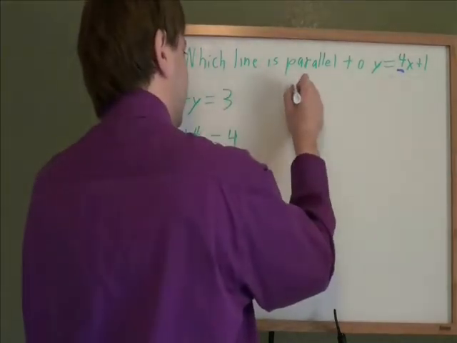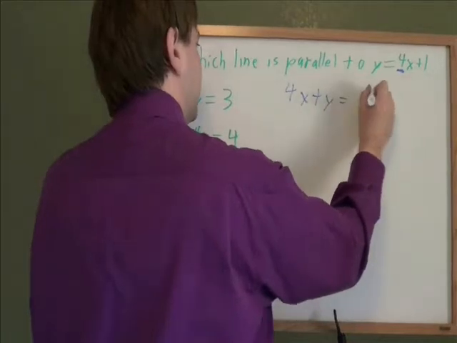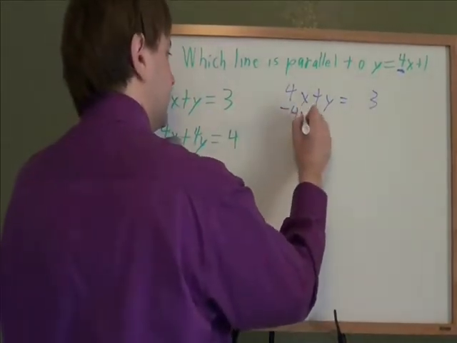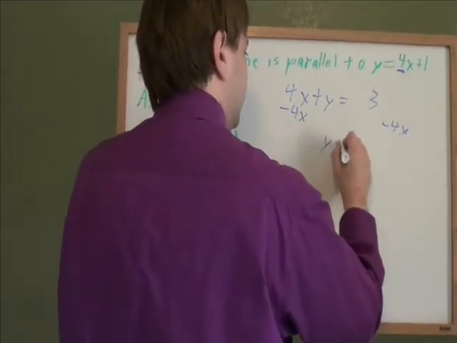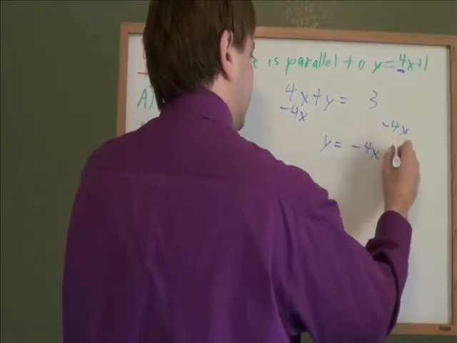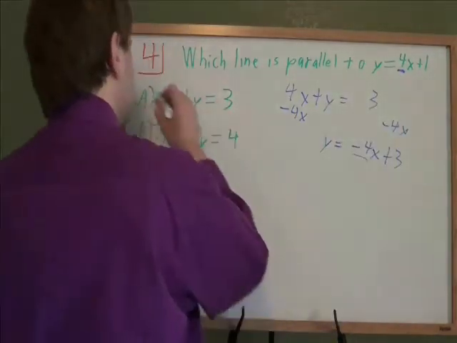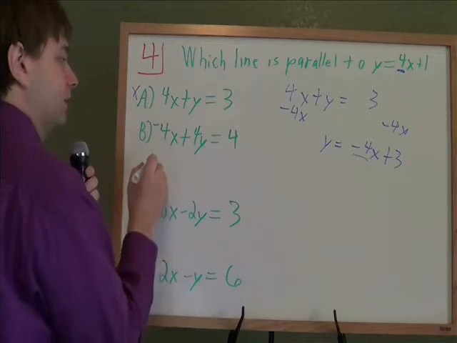So on part A, 4x plus y equals 3. To get y by itself, we're going to subtract 4x on both sides. We get y equals negative 4x plus 3. That has a slope of negative 4, which is not what we're looking for. A is not the answer. So then let's move on to B.